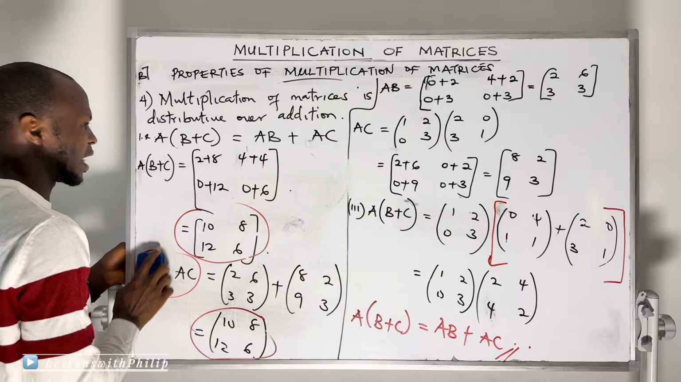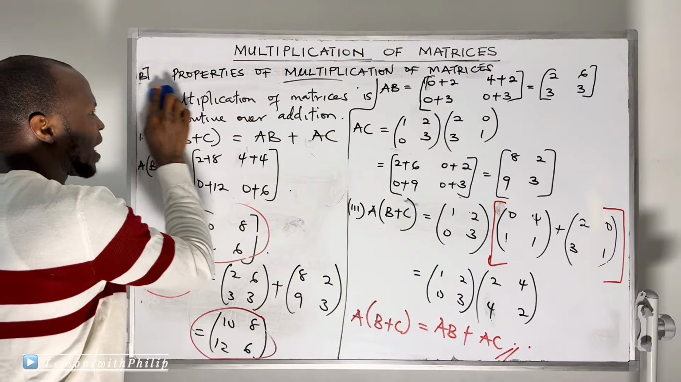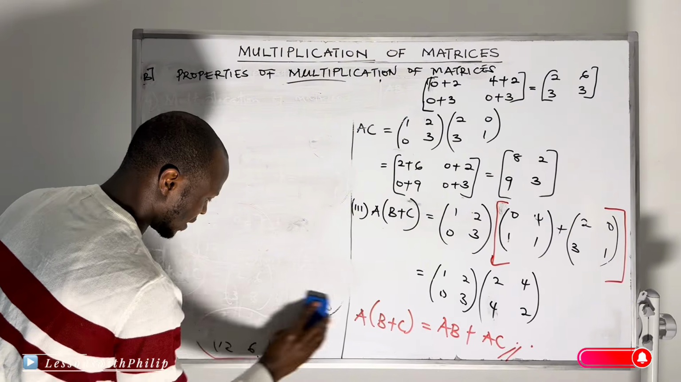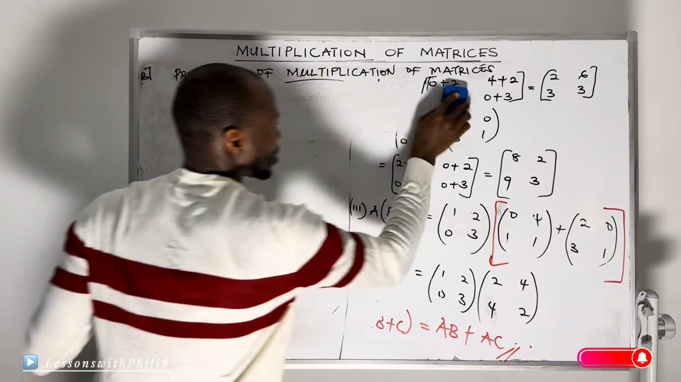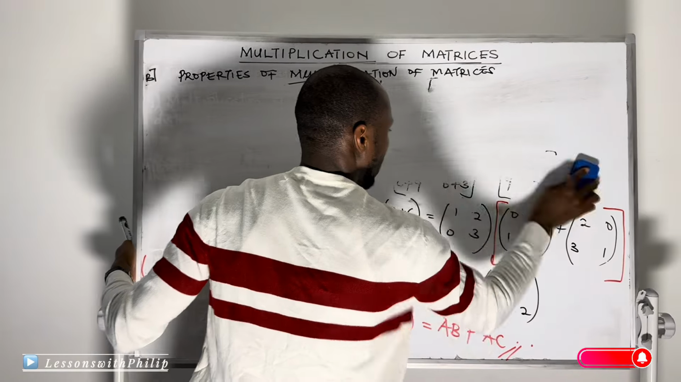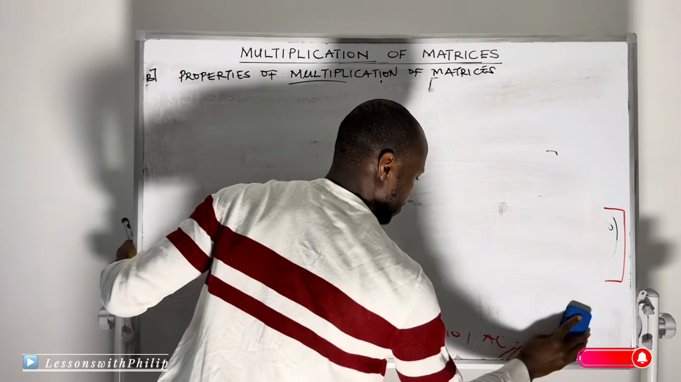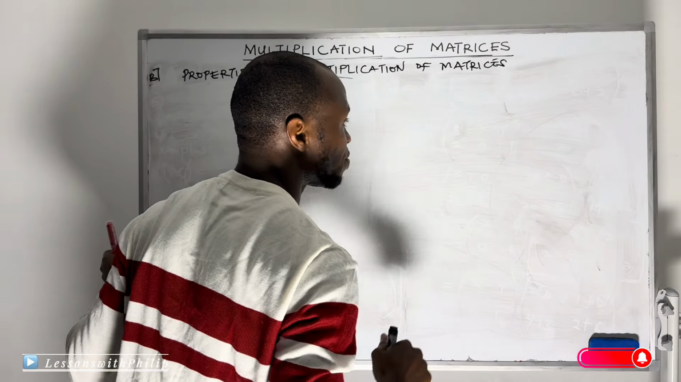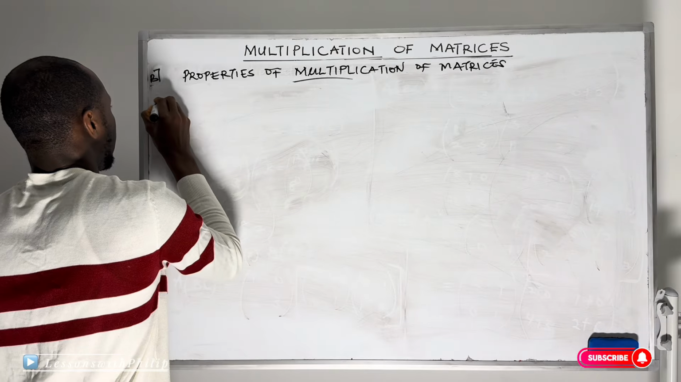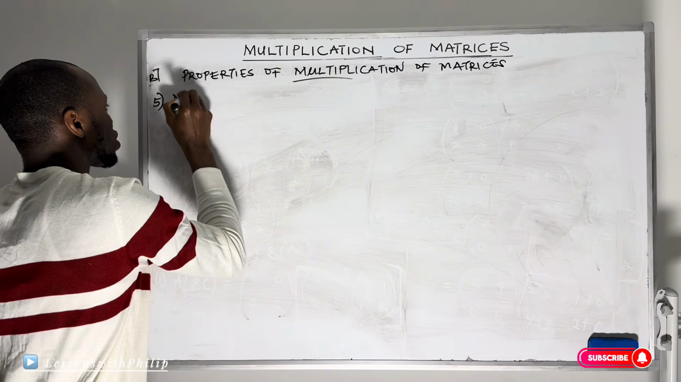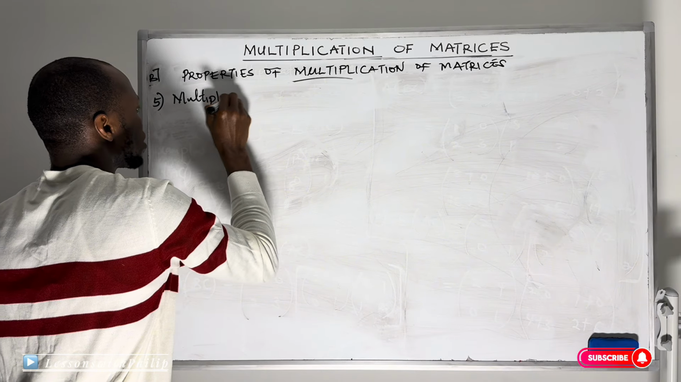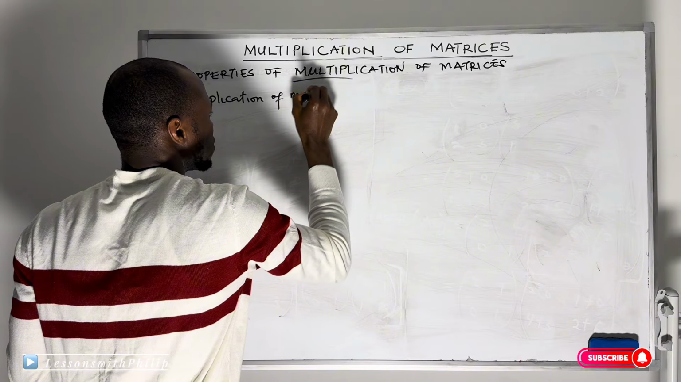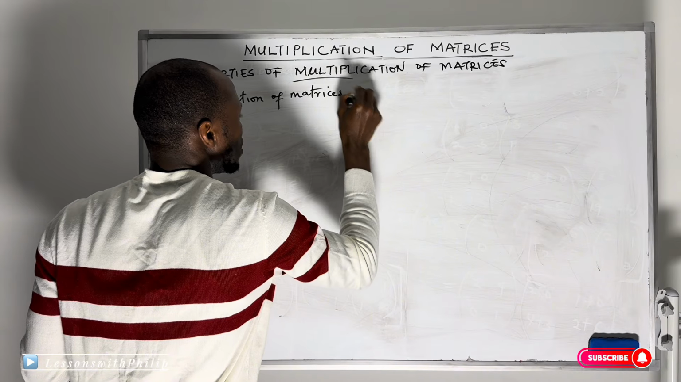Okay, can I clean the board? And let's consider the last property of multiplication of matrices. I want to clean this fast. I'll be able to clean it better later because of time. Right, let's go to property number 5. Now, it says multiplication of matrices is associative.